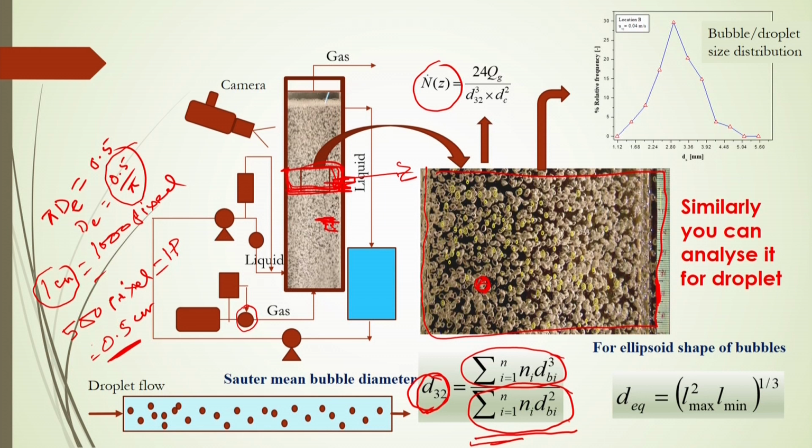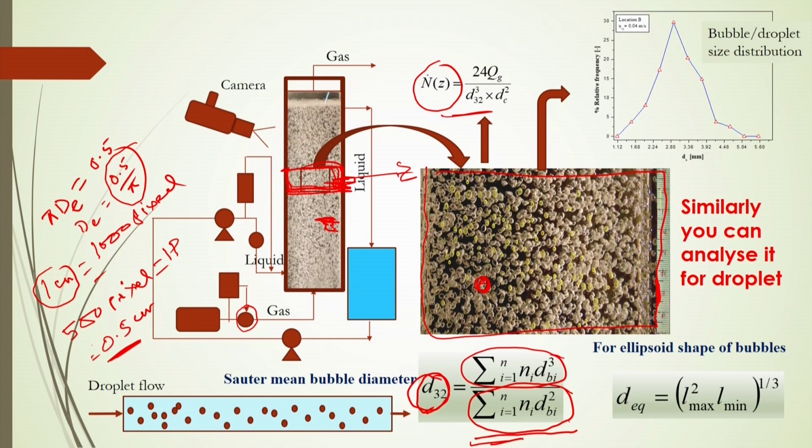So once you know that Qg, the volumetric flow rate of the gas, if you divide it by the volume of the individual bubble, then you will be able to calculate the number of bubbles in that particular cross section. In this way you can calculate the number of bubbles. Now there may be 100 bubbles, more than 100 bubbles, even thousands of bubbles, you do not know.